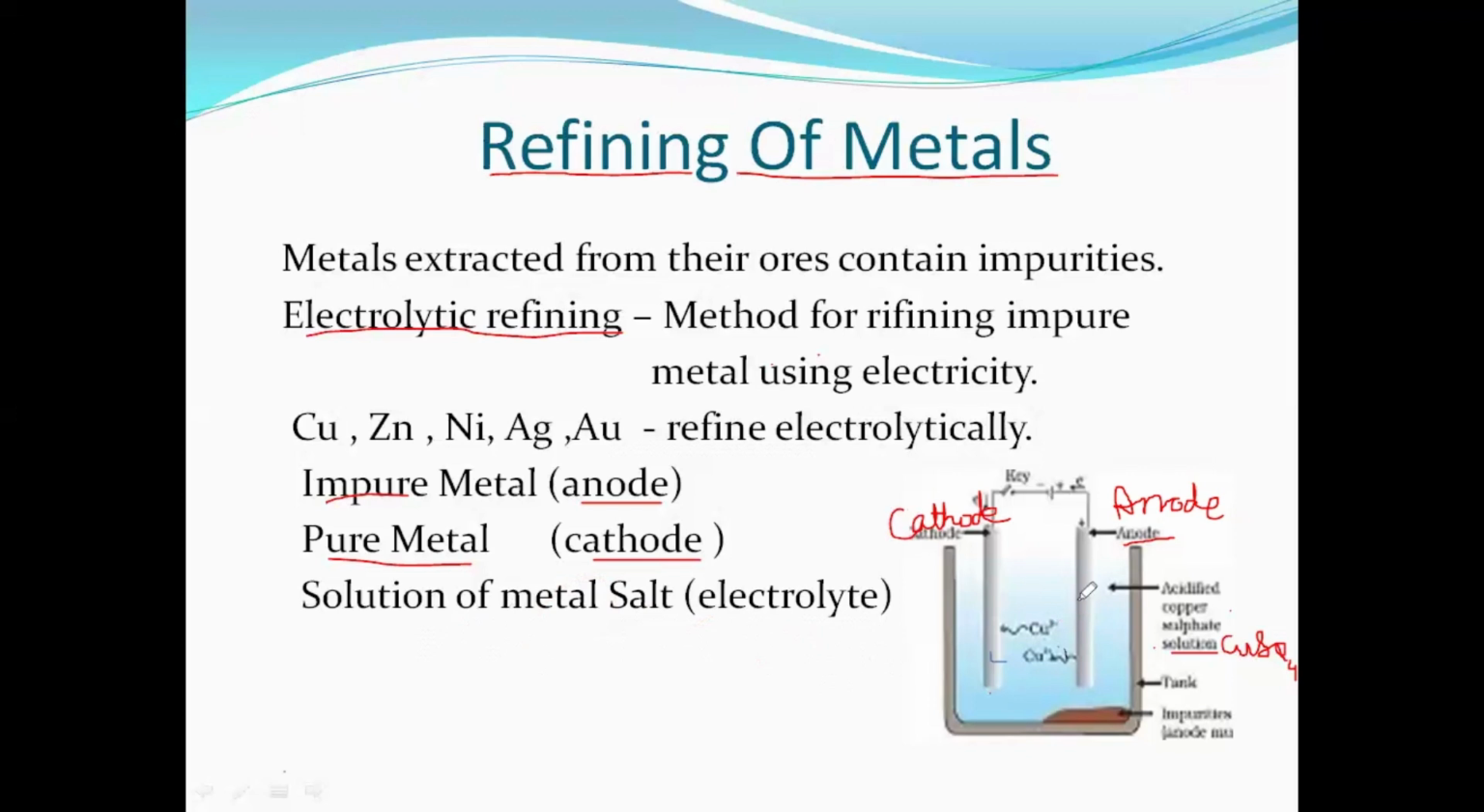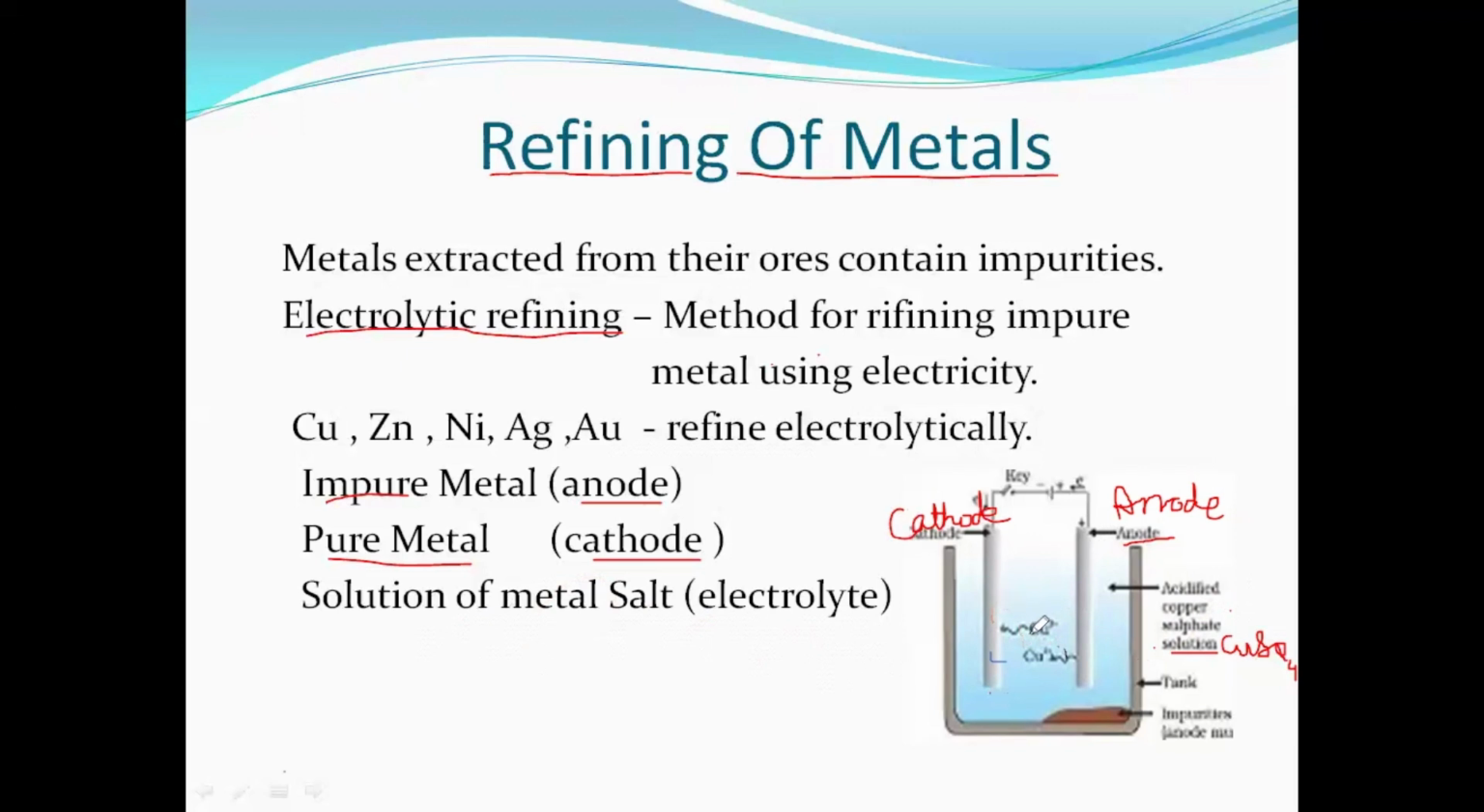In electrolytic refining of copper, the anode is made up of impure metal and the cathode is made up of pure metal, and a salt solution of copper is used as electrolyte. Here copper sulfate is used as electrolyte. When electric current is passed through the electrolyte, impure metal from the anode dissolves into the electrolyte and an equivalent amount of copper gets deposited at the cathode.